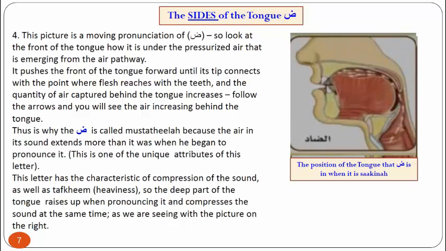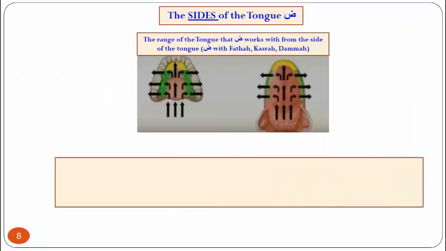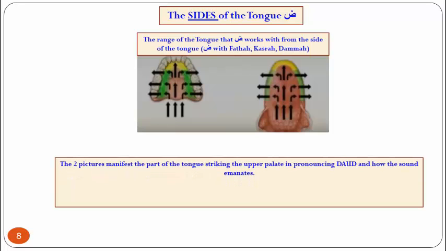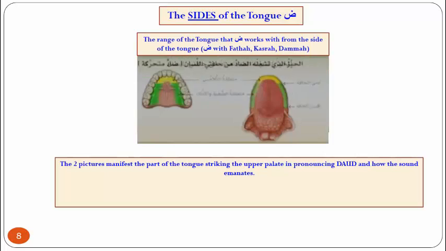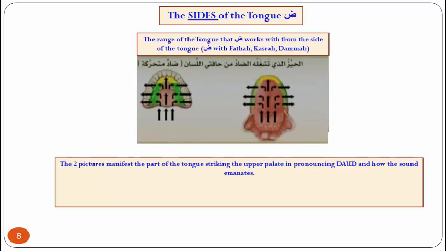Okay, we are still with the sides of the tongue as it relates to Daad. The range of the tongue that the Daad works with from the side of the tongue when it is pronounced with a fatha or a kasra or a dhamma. The two pictures manifest the part of the tongue striking the upper palate. These two pictures, we put them together. It is a picture of the tongue striking the upper palate in pronouncing Daad, and how the sound emanates, not in front, but towards the side, as we are going to explain.